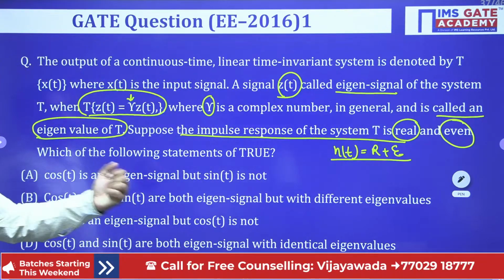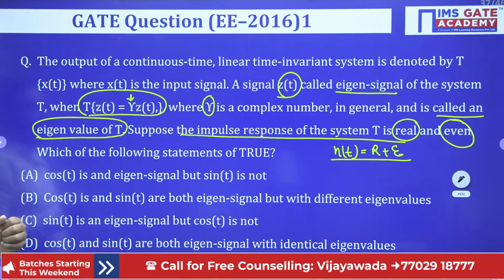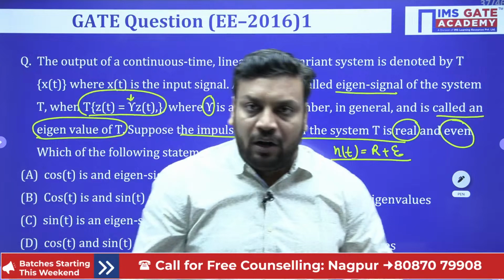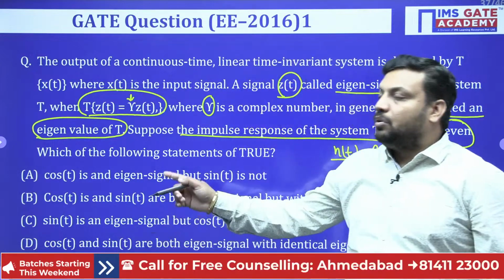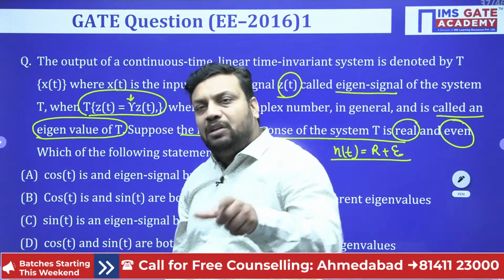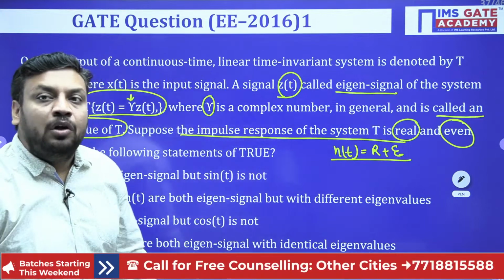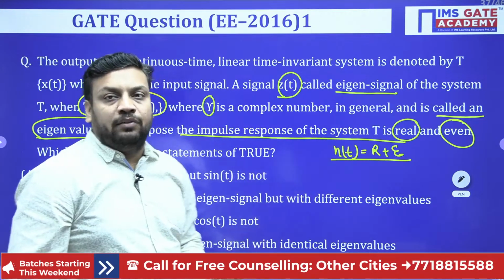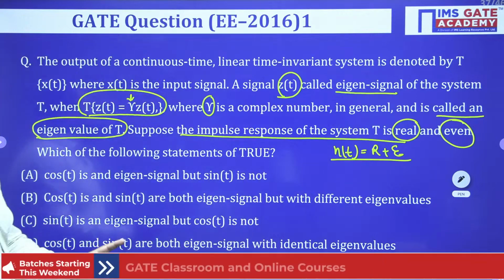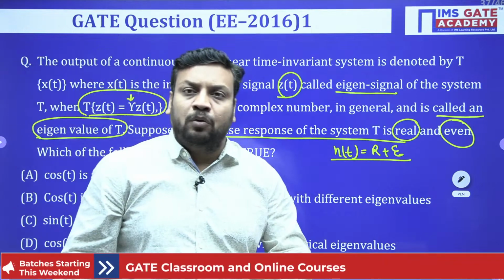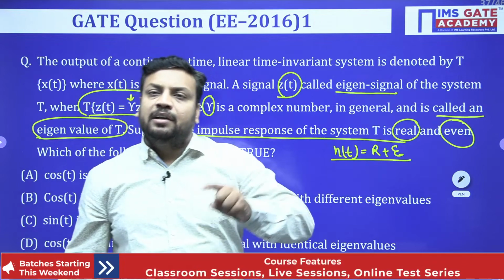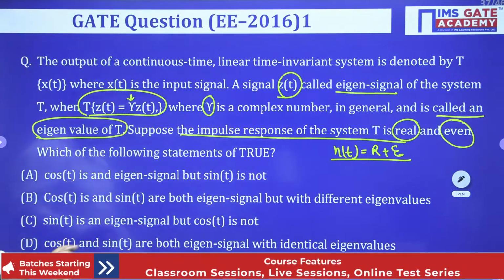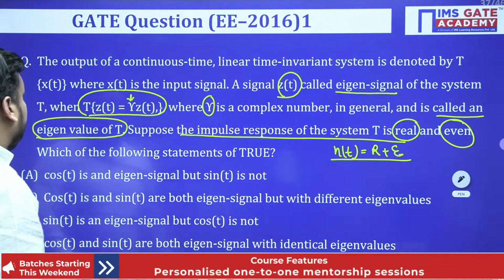The options are: cos t is an eigen signal but sin t is not, or both are eigen signals. So it means the examiner wants to check whether cos t and sin t are actually working as eigen signals or not for an LTI system which has an impulse response that is real and even. Okay. So one by one we have to check for both inputs. One input is cos t, the other input is sin t. So I am checking here.